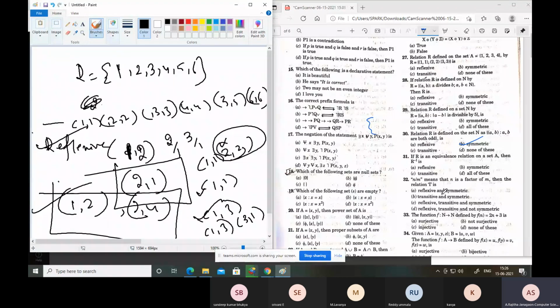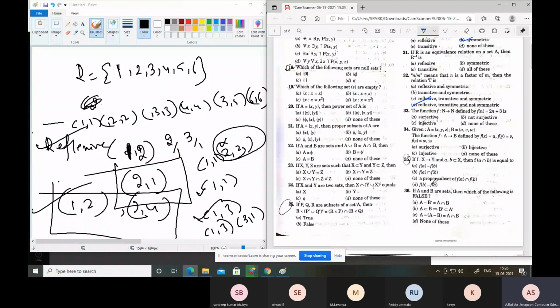Then next, here n by m means that n is a factor of m. Then the relation, that is question 32, is reflexive, transitive, and not symmetric. So you can check all this. Then next, sometimes the question is like this.